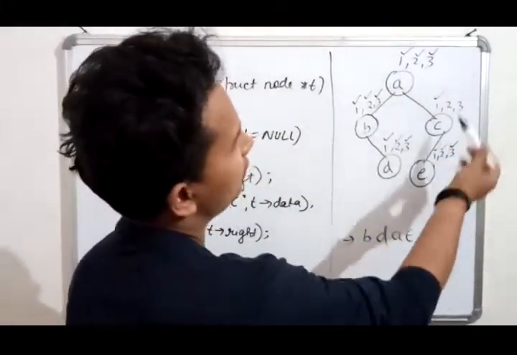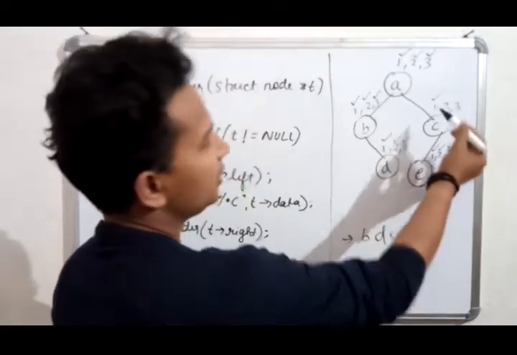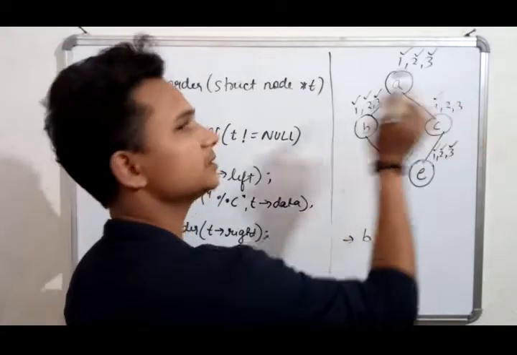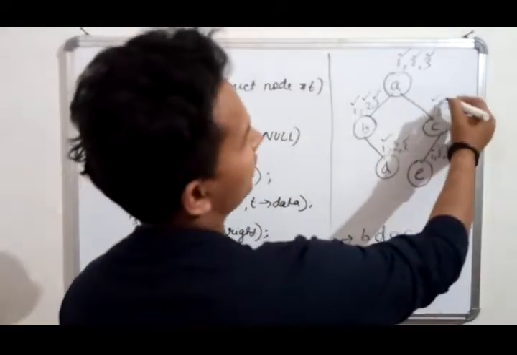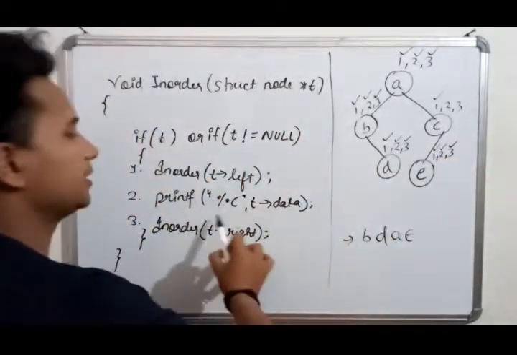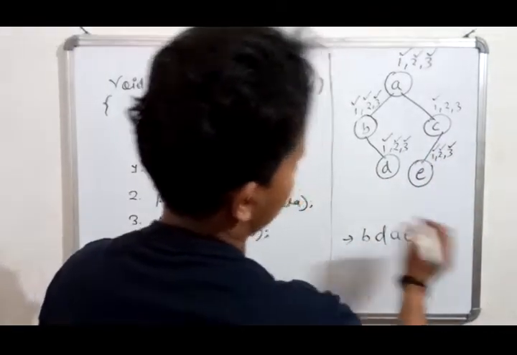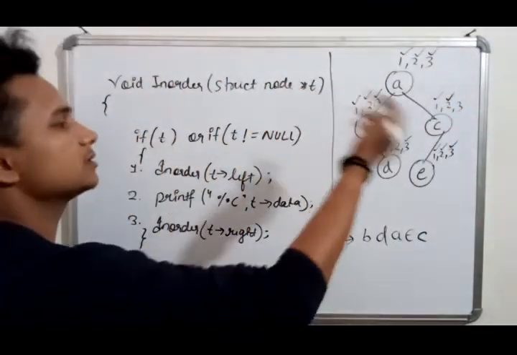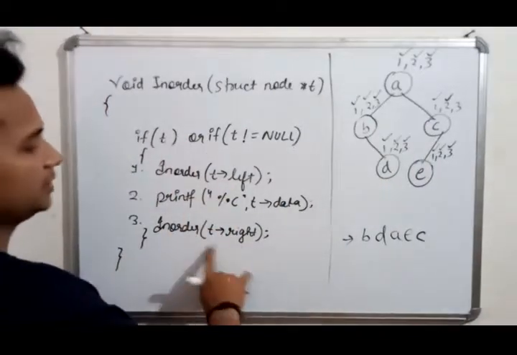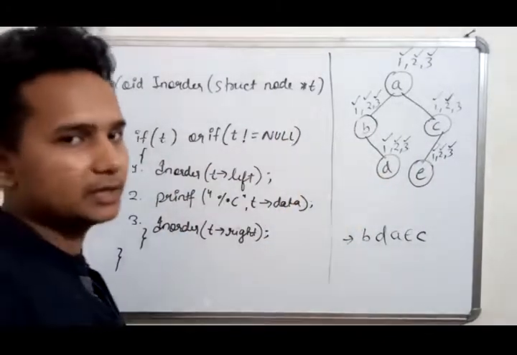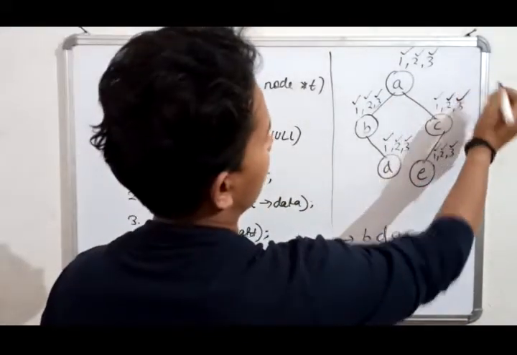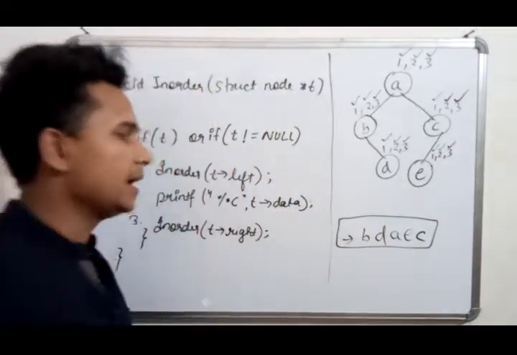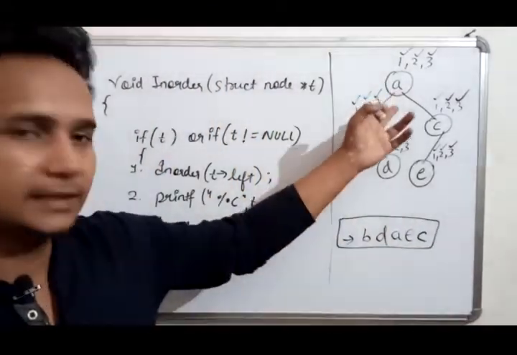Now we will go back to C. Previously we completed the first instruction. Now we are about to complete the second instruction. What is the second instruction? Print the data. The data is C. Okay. So the second instruction is completed. Now what is the third instruction? Call the inorder function with the right child of this, but C does not have any right child, so it will simply return. So if we see, this is the inorder of this tree.